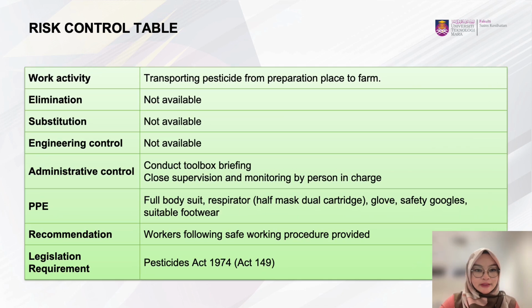For transporting pesticide from the preparation place to the farm, there is no elimination, substitution, or engineering control available. Administrative control is to conduct toolbox briefing, close supervision and monitoring by the person in charge, and providing PPE such as full bodysuit, respirator, gloves, safety goggles, and suitable footwear. The recommendation is workers follow the safe working procedure provided.